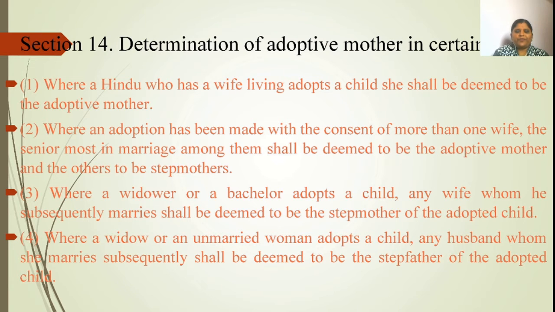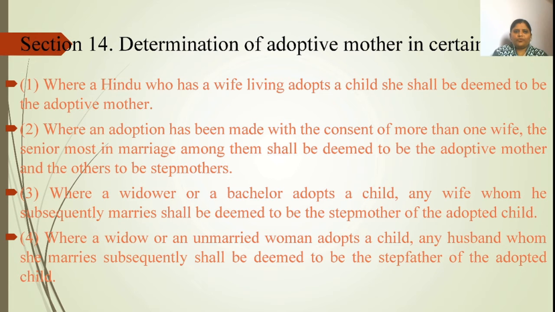Section 14 speaks of determination of adoptive mother in certain cases. Where a Hindu who has a wife living adopts a child, she shall be deemed to be the adoptive mother. Subsection 2 says, where an adoption has been made with the consent of more than one wife, the senior most in the marriage among them shall be deemed to be the adoptive mother and the others to be stepmother. Now basically seniority is based not on the age of a person but upon the date of marriage.